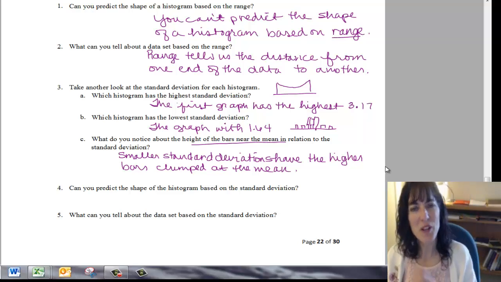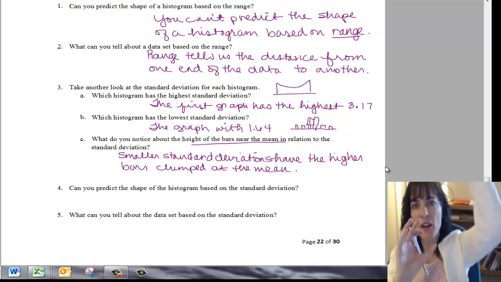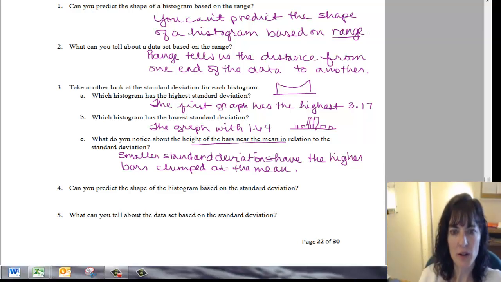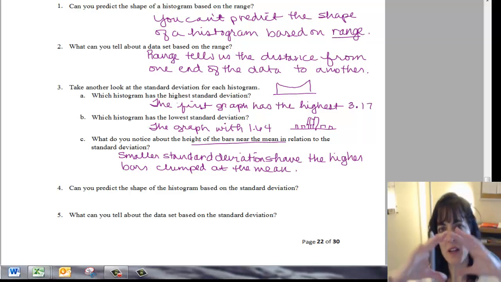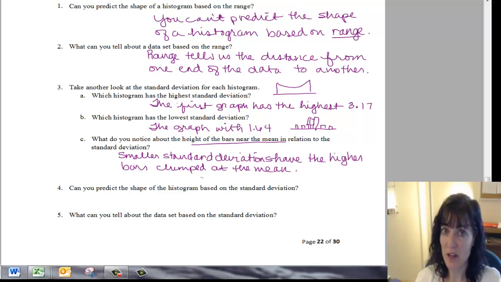So I'm hoping you see that, because that's the main point of what we just did in this whole exploration, is to see right at the mean, if you have a lot of your data, your standard deviation is going to be smaller. So if you have data kind of spread out from the mean and lots of the data away from the mean, then your standard deviation should be larger.